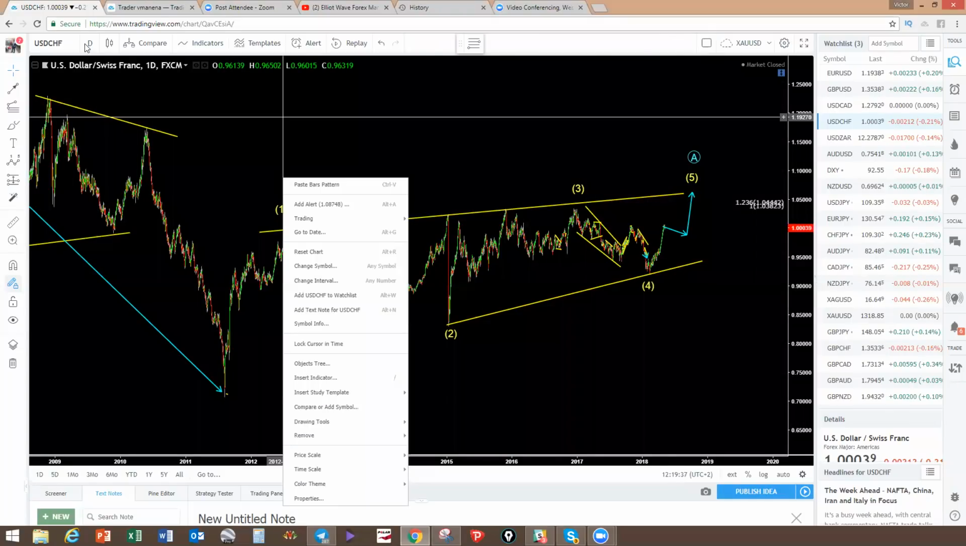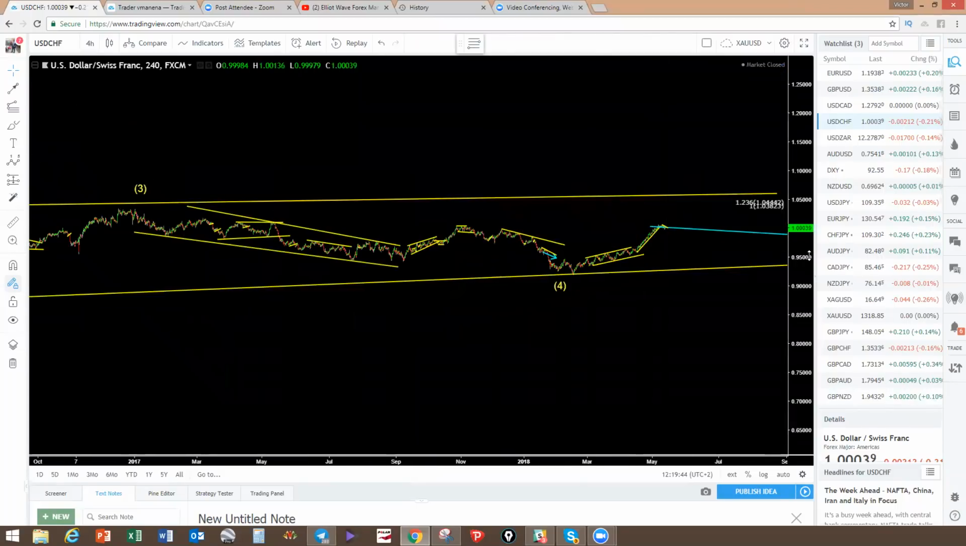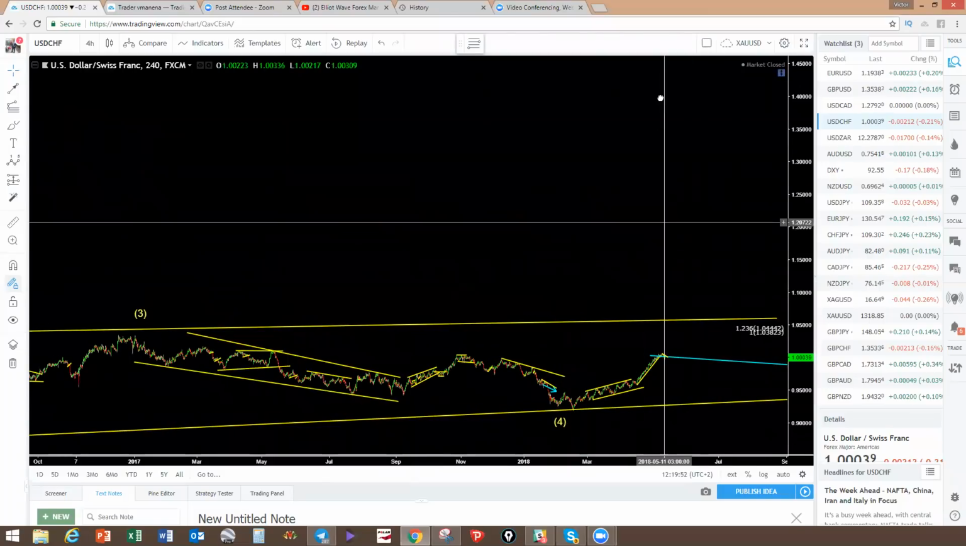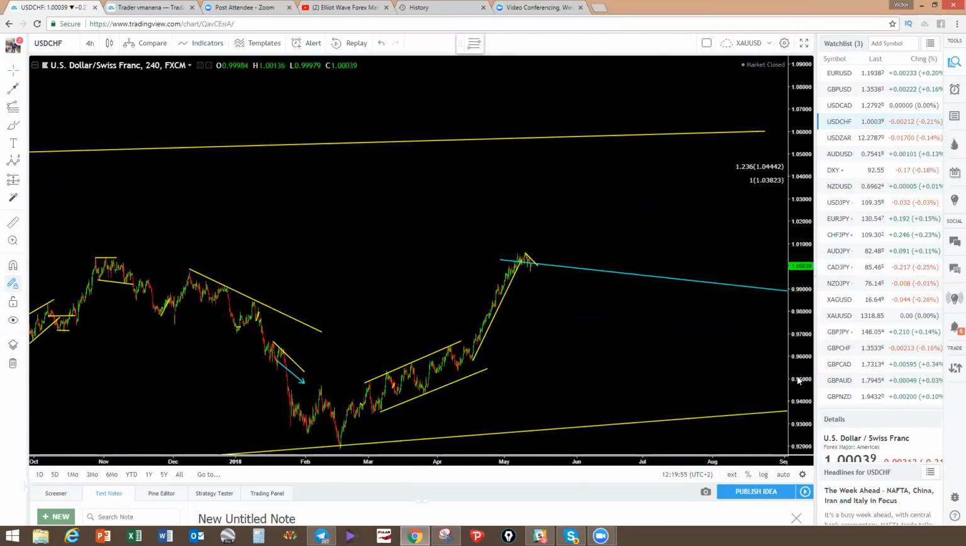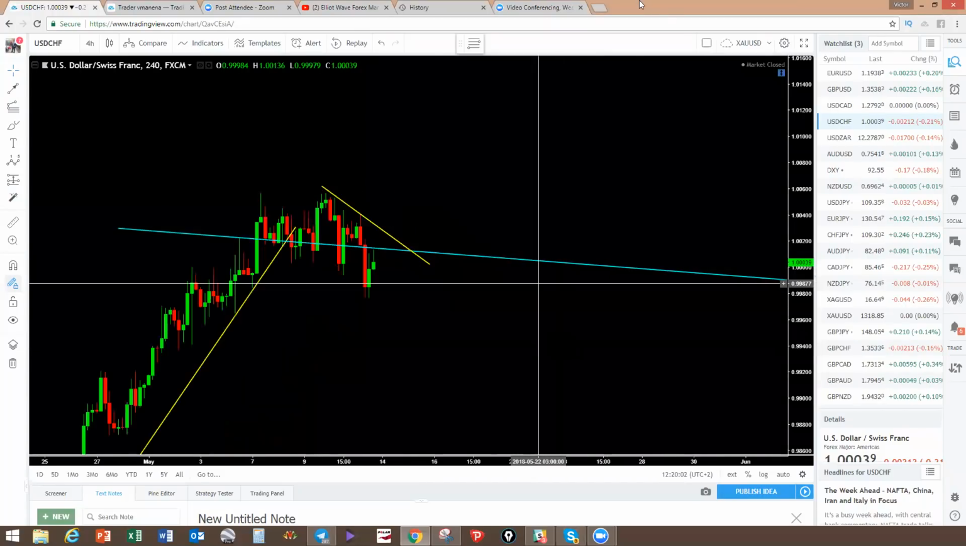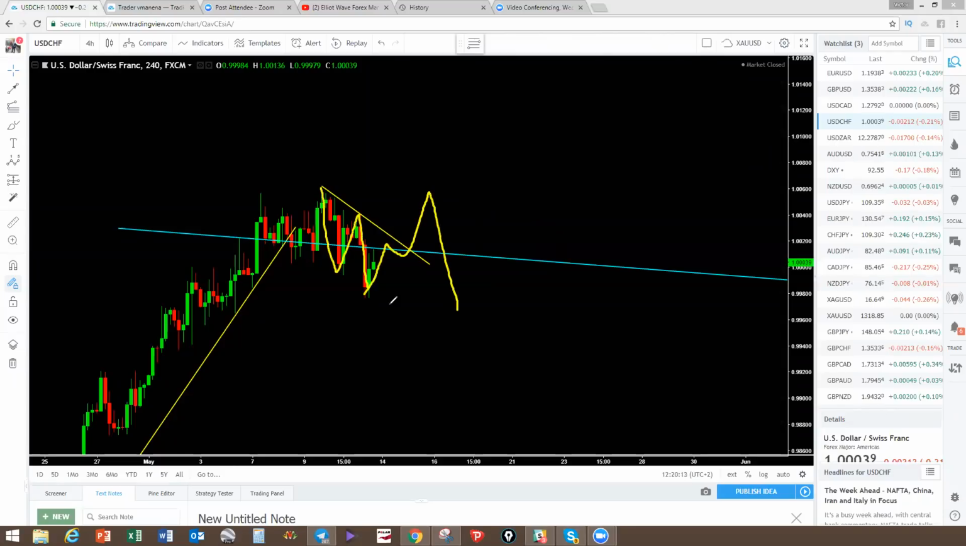Okay, so let's go to the lower degree. You'll see that it is starting to correct. Okay, let's look. This is the 4 hour now. We already started the correction. So this correction, we have to wait for it to build up. Right now, it's only a simple 1, 2, 3. It could do another 1, 2, 3, another one. And because we want it to be big, it can do another one here, giving us this as a WXY, 3 waves, because remember, we want it to be a little bit deep. The impulse is very strong, so we want it a bit deeper than that. Okay, so we just need to keep an eye on this one.